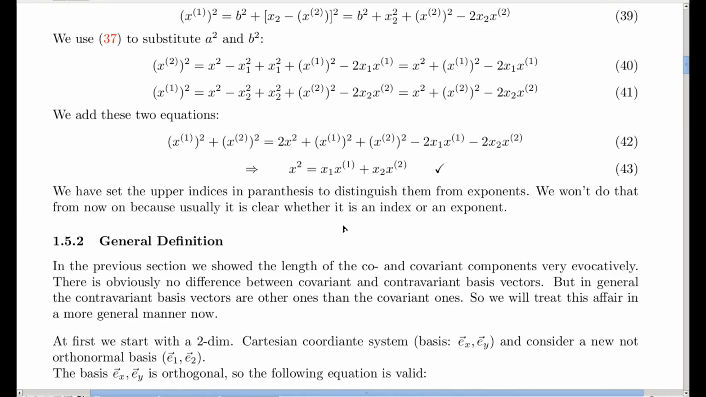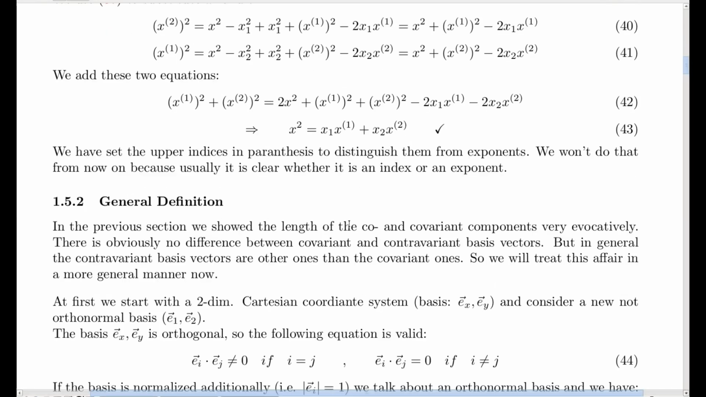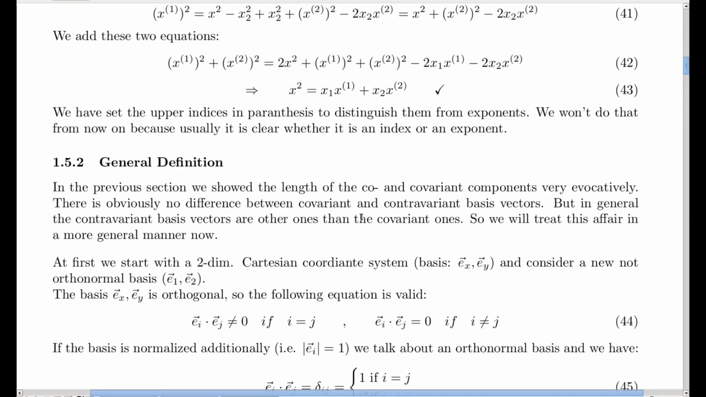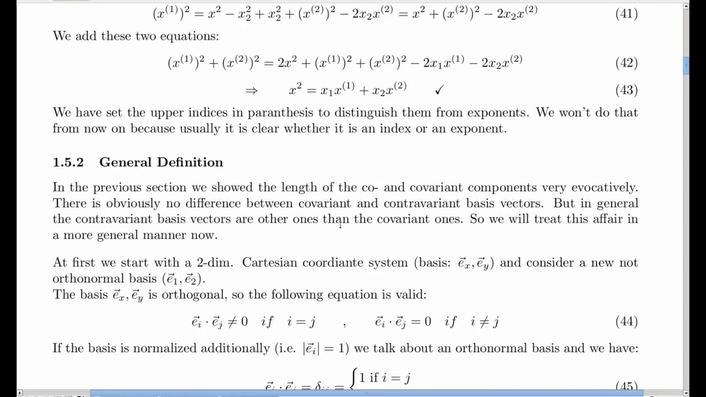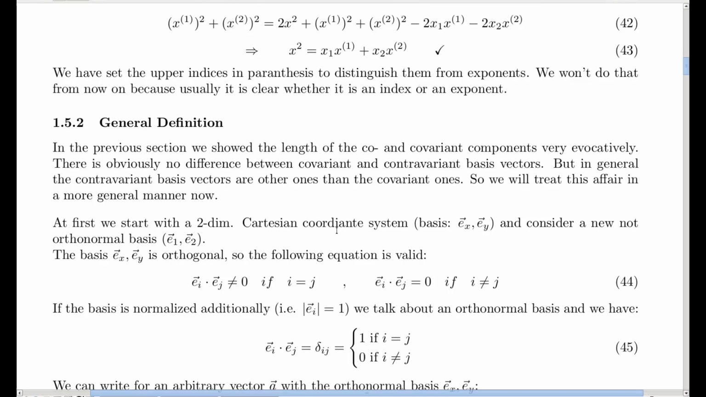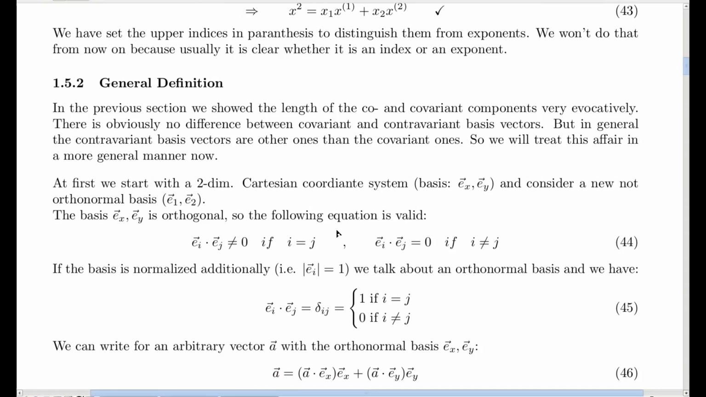Now we consider the general definition. Here we had diagrams in which the co- and contravariant basis vectors obviously point into the same direction. In general, this is not the case. We had done that to make it clear what's the difference graphically between co- and contravariant vectors or components, and now we will do that more general.